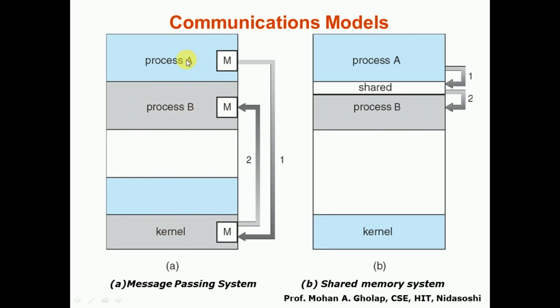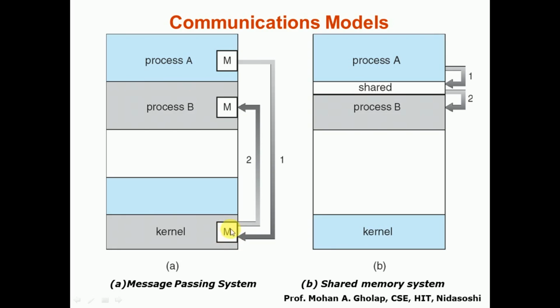Process A and process B want to have communication with each other. How will this be carried out? Through the message passing technique, or message passing system. Here, when process A wants to have communication with process B, it will create a message, that is yum, and that message will be sent to the kernel. That is the first activity.